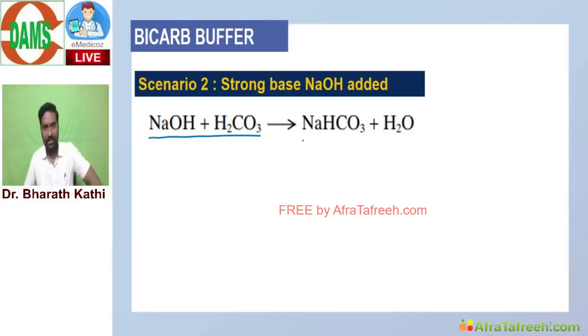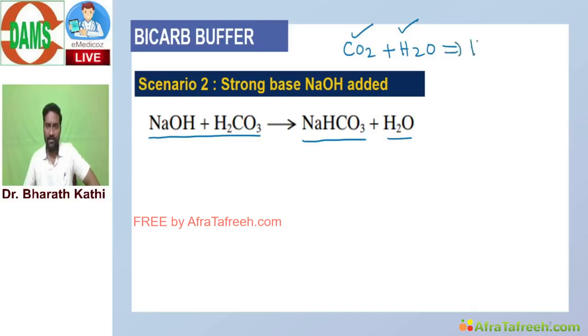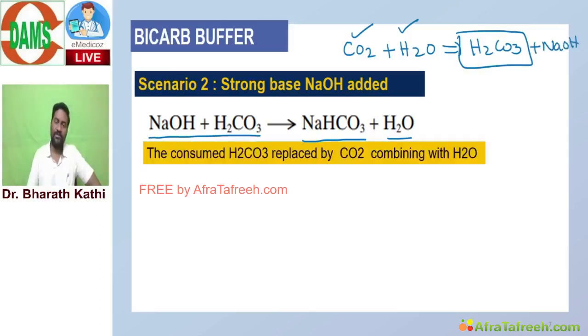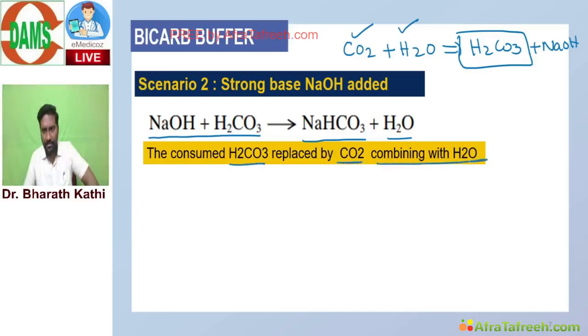resulting in NaHCO3 plus H2O. Now where is this H2CO3 formed? H2CO3 is formed because of combination of CO2 and H2O. Now because excess H2CO3 is getting consumed by NaOH, your body should make sure CO2 is staying in the body. The consumed H2CO3 is replaced by CO2 combining with H2O.